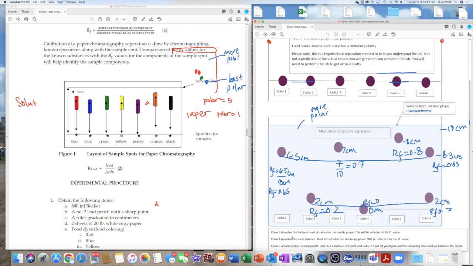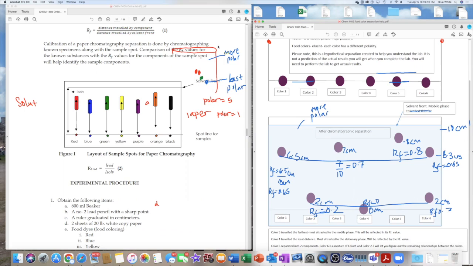Color number 4 traveled the least distance. It is most attracted to the stationary phase. This will be reflected in the RF value. The RF value is the least, correct? Color 6 separated into 2 components, as you can see right here. Color 6 is a mixture of color 1 and color 2. So yeah, I'll let you figure out the remaining relationship with the colors.